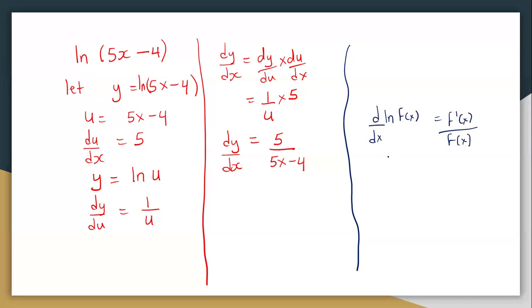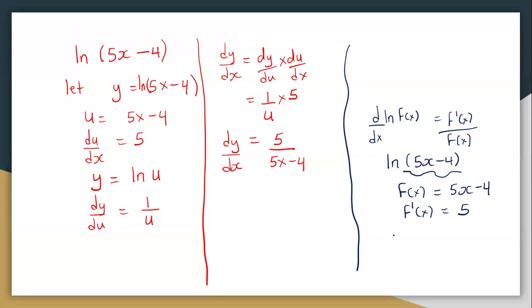So for you to identify, what do we have? We have ln of 5x minus 4. What is inside the ln is our function. So here our f of x will equal 5x minus 4. You differentiate once: f prime of x will equal 5.